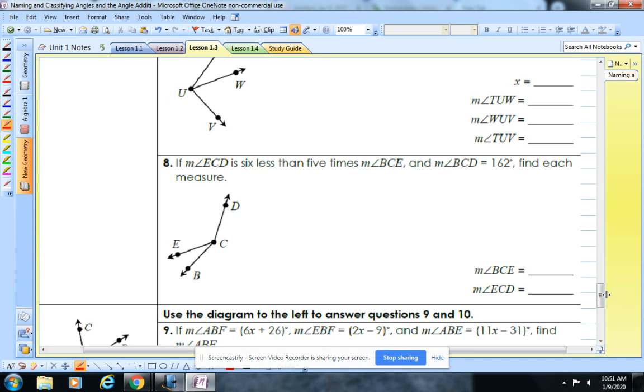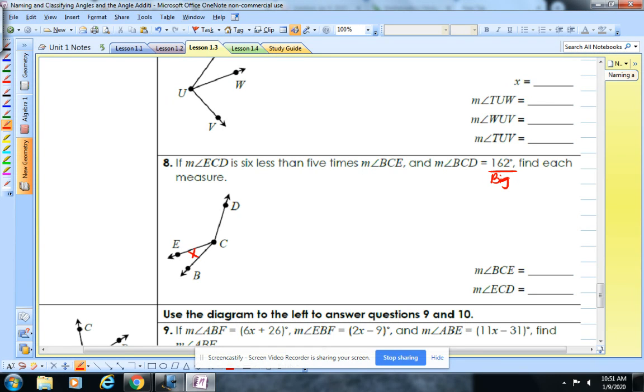So I need to fill in from what they told me something about these two angles, right? So this is my big one. So I want to figure out the little ones. So 6 less than 5 times the measure of angle BCE. So can I just call angle BCE x?